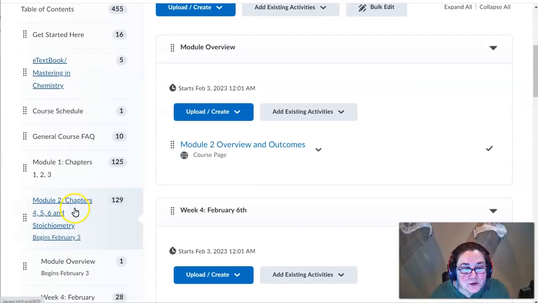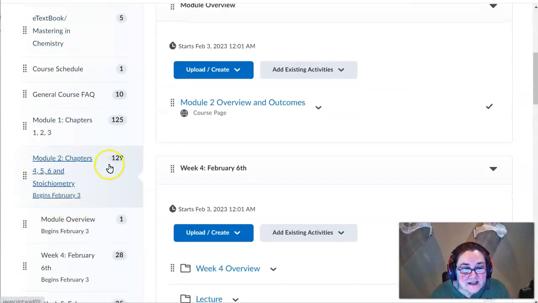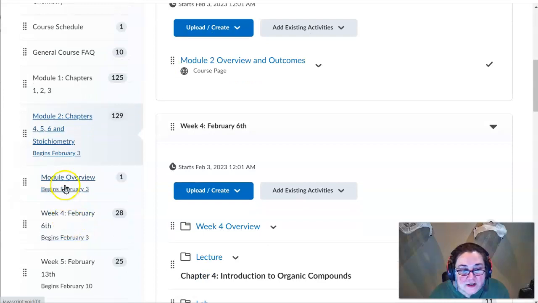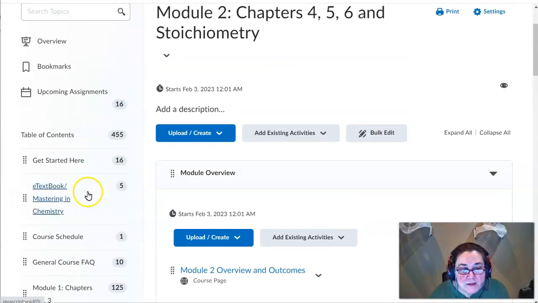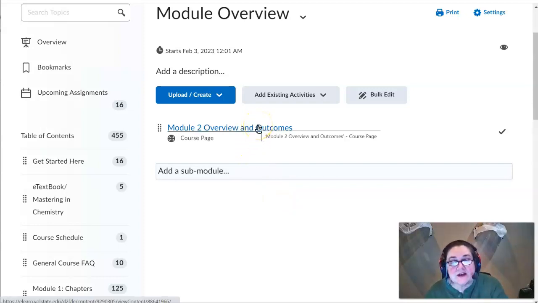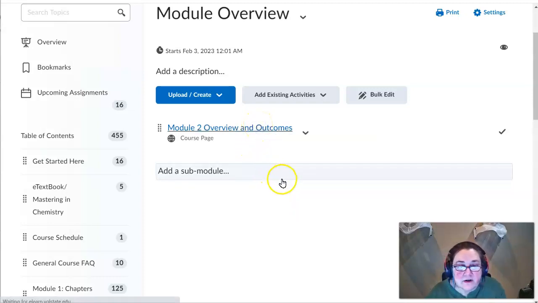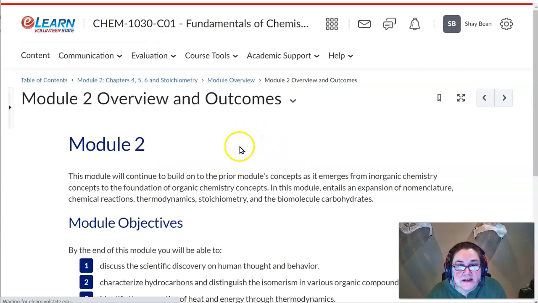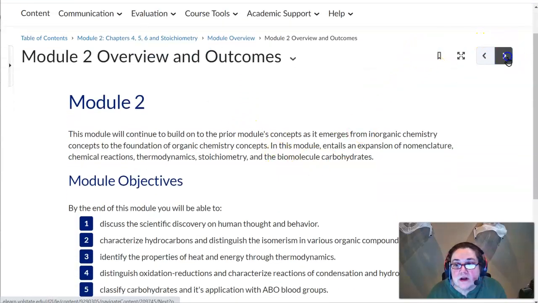Module 2 is the group of chapters 4, 5, 6, and stoichiometry. And so chapter 4 is where we are beginning. Here you do see a module overview of this module 2, which includes the next several weeks' material. And so you can see that overview here. We're going to go ahead and look at the overview for this week.